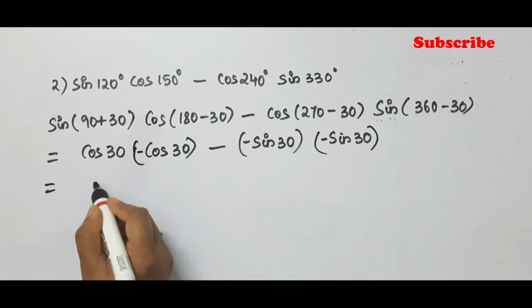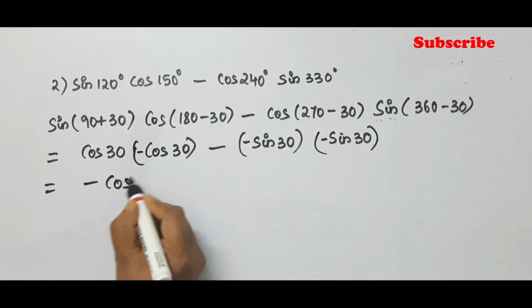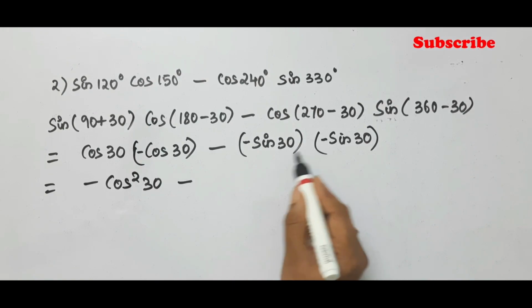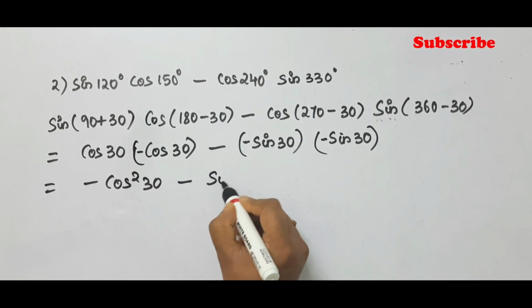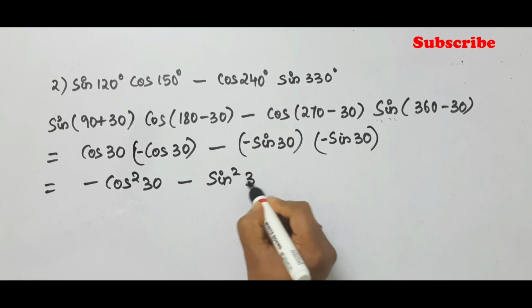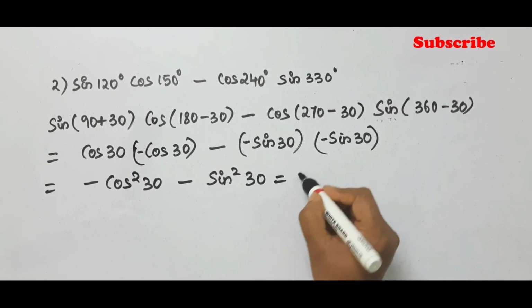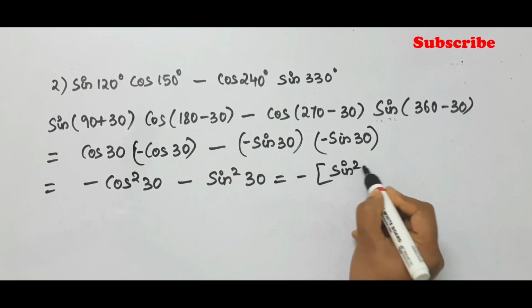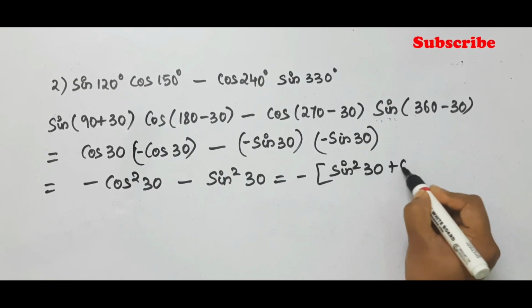So this is nothing but minus cos square 30, minus into minus becomes plus, is it not? Minus sine square 30. If you take minus common, this becomes sine square 30 plus cos square 30.